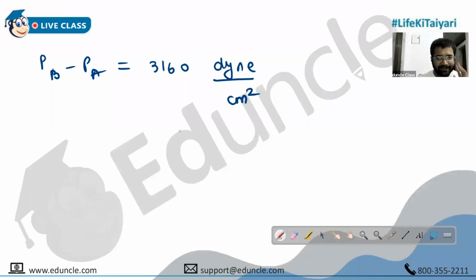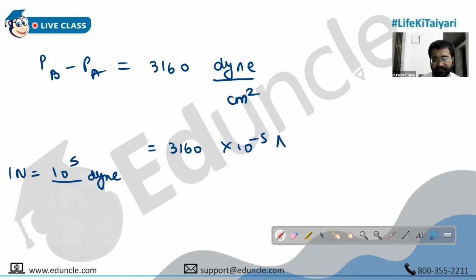You know area, which is meter square, will become centimeter square. Just take a deep breath and recall. Okay, and what is one dyne? Now this is something you need to know in terms of SI. What is 1 Newton in dyne? 1 Newton is 10 raised to power 5 dynes. That's it. So 1 dyne would be 10 raised to minus 5 newtons.